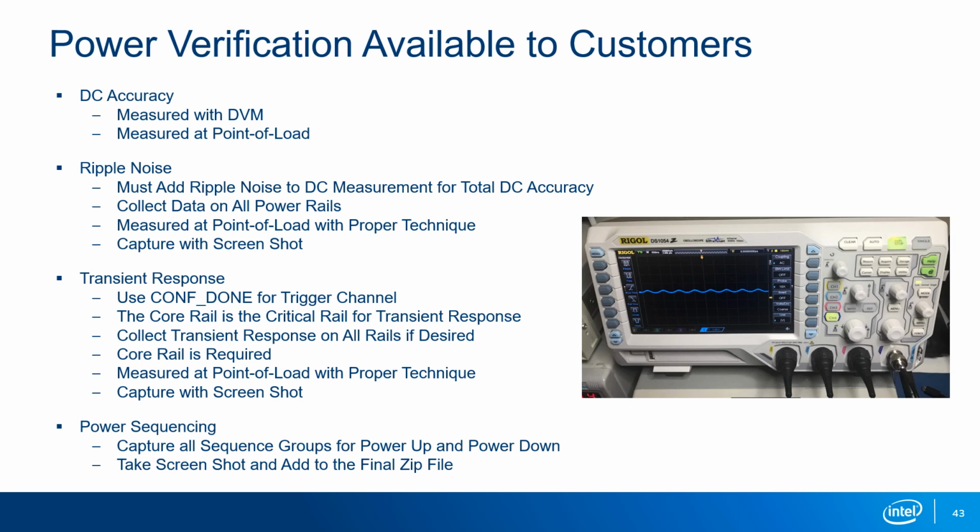Power verification is also available through our FAE power specialists. They have a scope and will travel. They can come visit you on site and head into the lab with their tools to measure the DC accuracy, measure the ripple noise, measure the transient response, and verify the power sequencing. This usually takes about 4 hours to complete. So talk to your local FAE if you're interested, and they'll be able to get you in contact with the FAE power specialist.